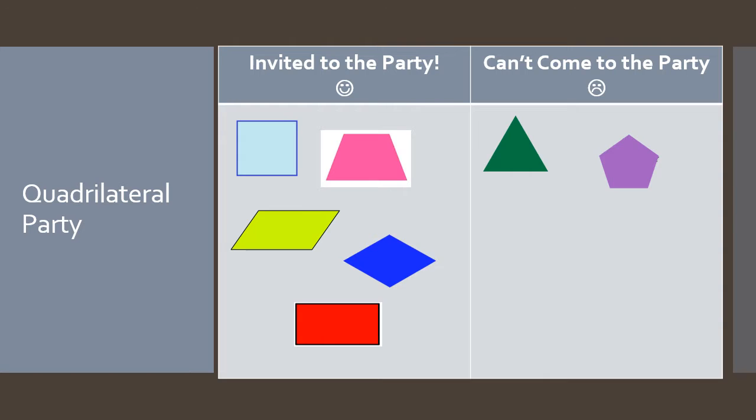Okay, the way that I sorted them, we can see here that the square, the trapezoid, the parallelogram, the rhombus, and the rectangle were all invited to the quadrilateral party. Oh yeah, these ones all came. But the triangle and the pentagon could not come because they are not four-sided figures. Remember, quad means four.